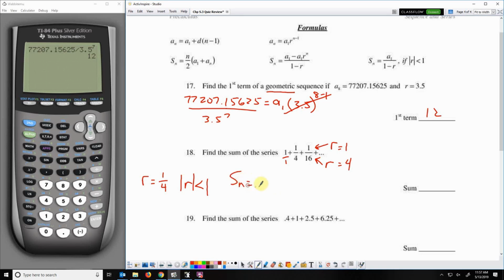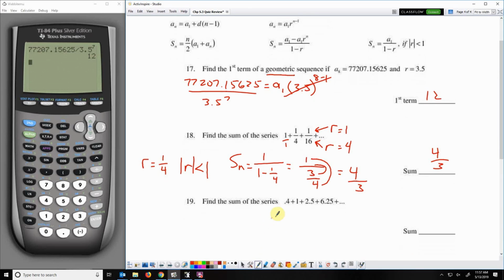So S sub n equals first term over 1 minus R, and R is 1/4. 1 minus 1/4 is 3/4, so that's 1 over 3/4. The outer loop gives me 4, and that's 1 over 1, so the inner loop gives me 3. So the sum is 4/3.